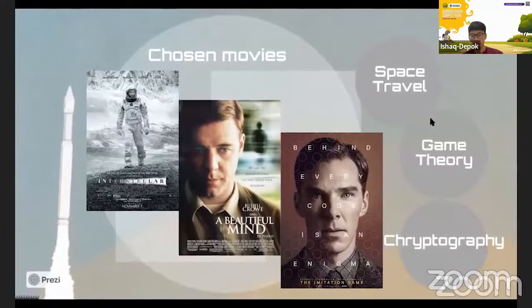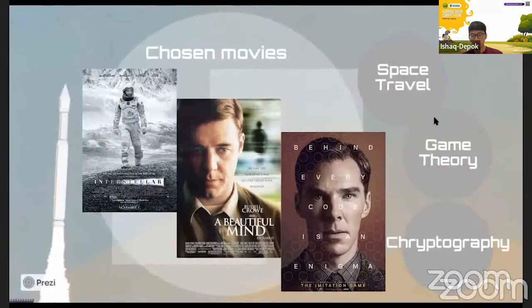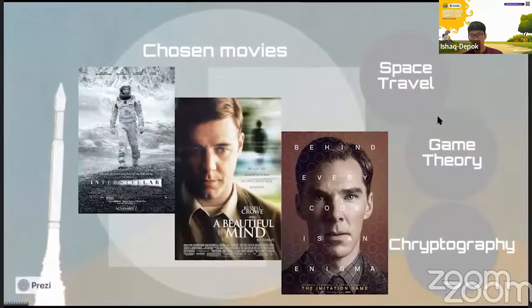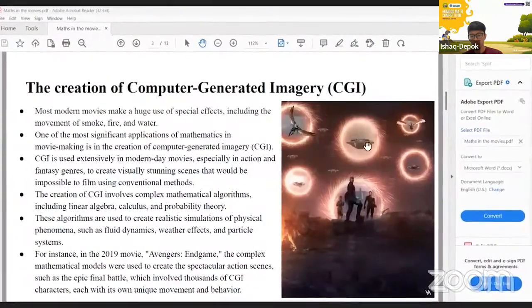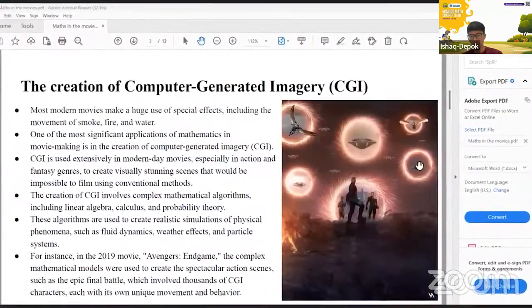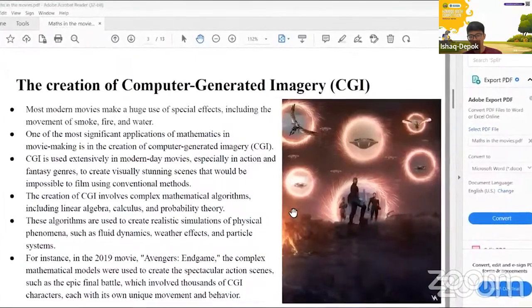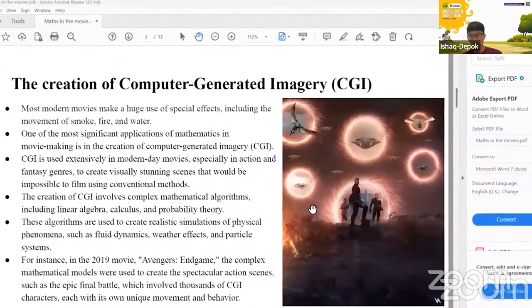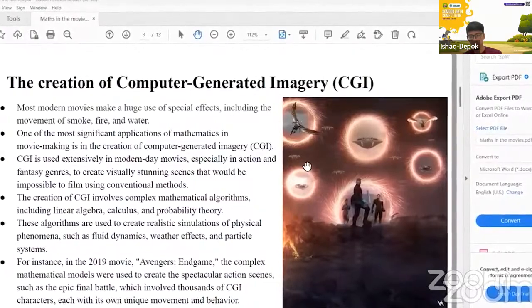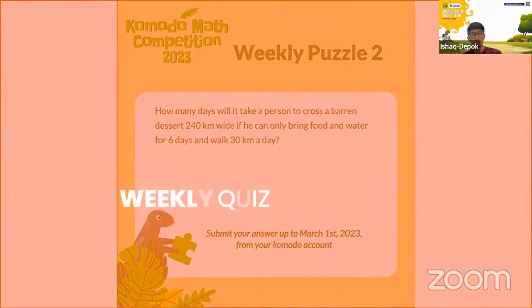Space travel is actually more about physics, right? But yes, physics also includes a lot of math. If you like action movies, you may have already seen those kinds of effects, used to create visually stunning scenes that would be impossible to film using conventional methods. So it requires, let me draw it maybe.